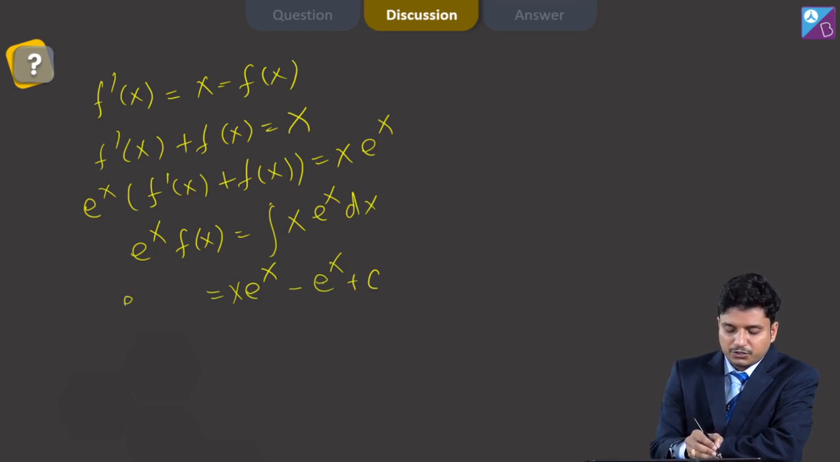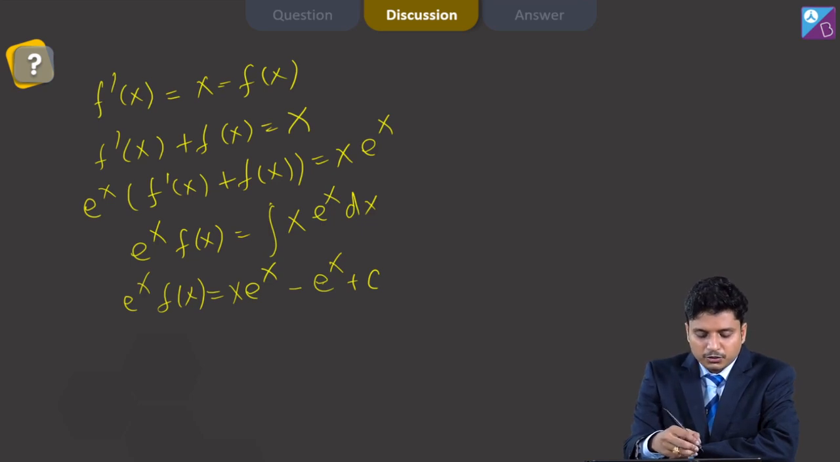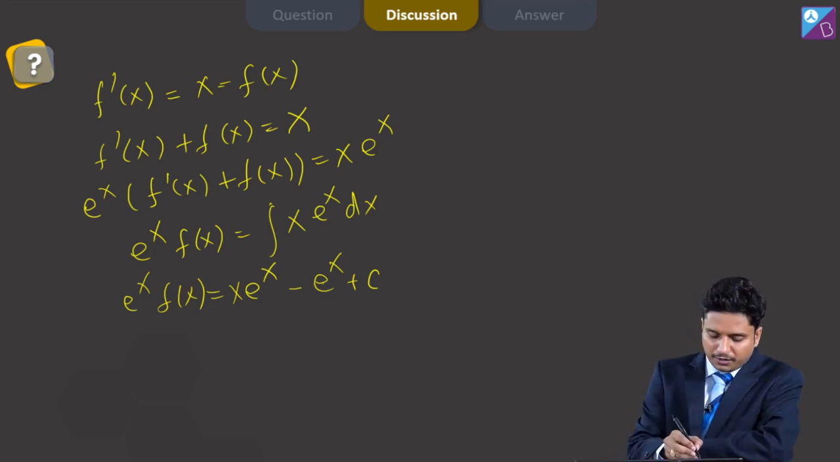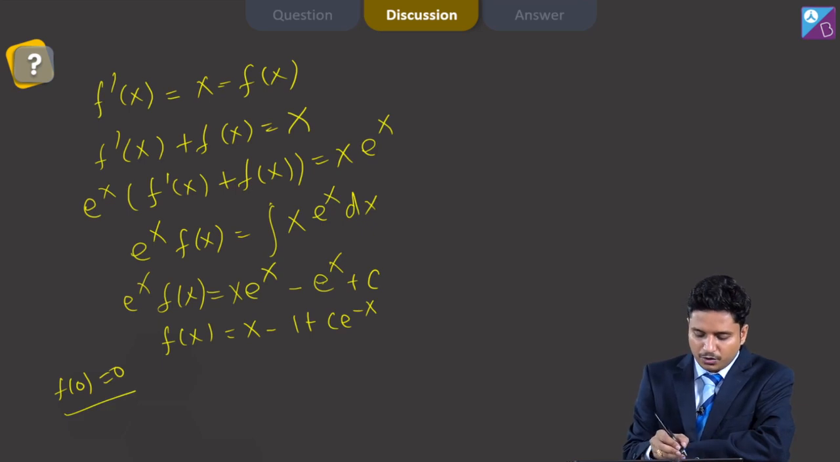This will be e raised to power x into fx. But as f0 was equal to 0, we can find c. I can write it as f of x is equal to x minus 1 plus c into e raised to power minus x. As f0 was equal to 0, we can see that c is equal to 1. So the function fx will be equal to x minus 1 plus e raised to power minus x. This was the function for x greater than or equal to 0.